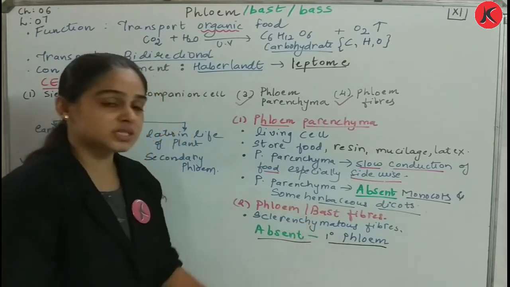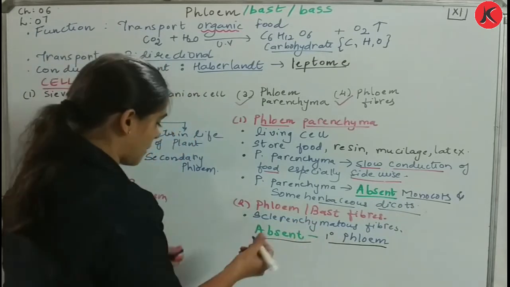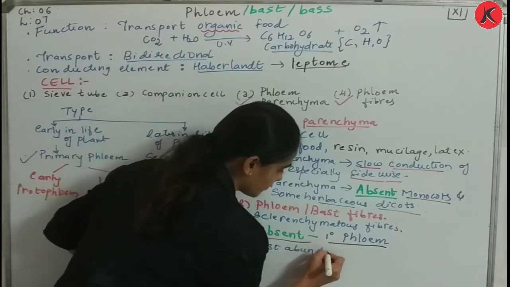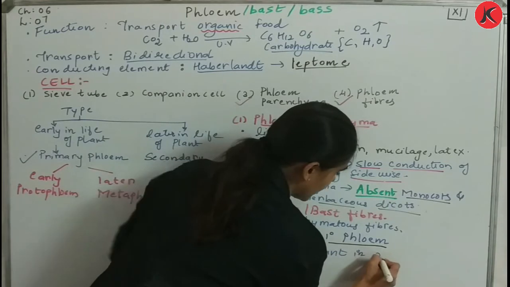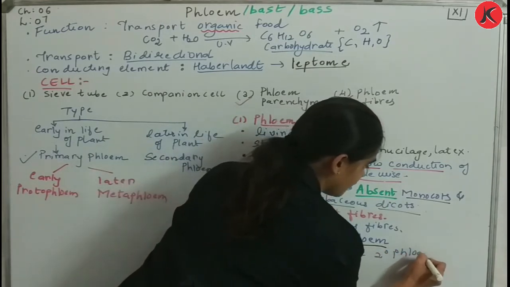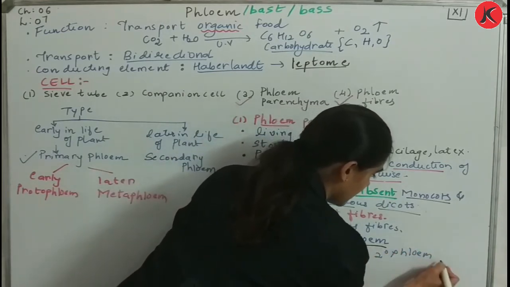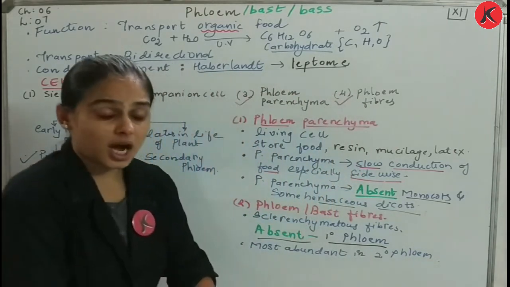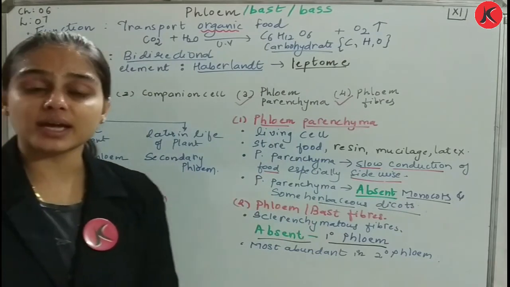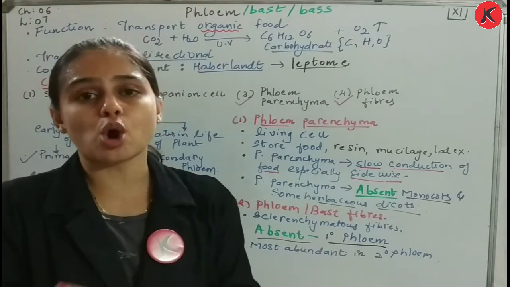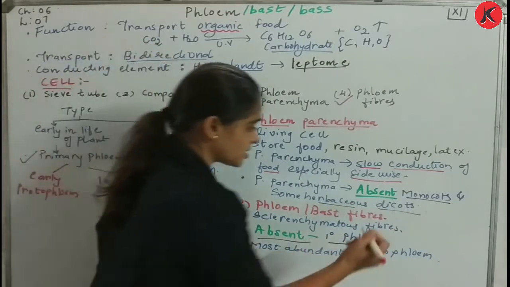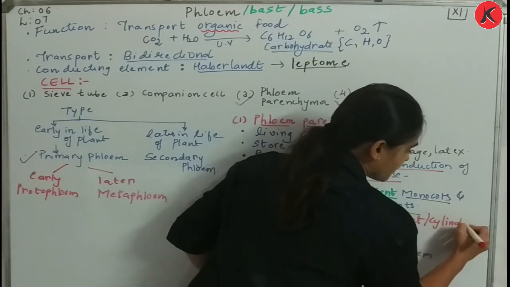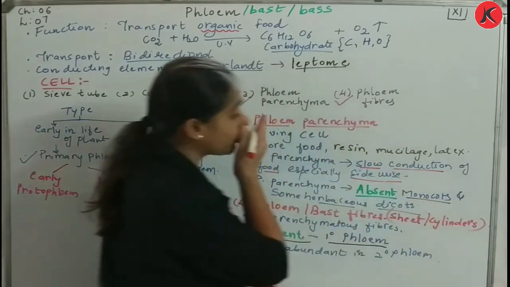Bast fibers are absent in primary phloem, but they are most abundant in secondary phloem. Am I clear, my dear students? Yes. अब आप लिख लो, ये जो fibers है, it may occur in sheaths or cylinders. मतलब shape के बारे में यहाँ पे बोला गया है.